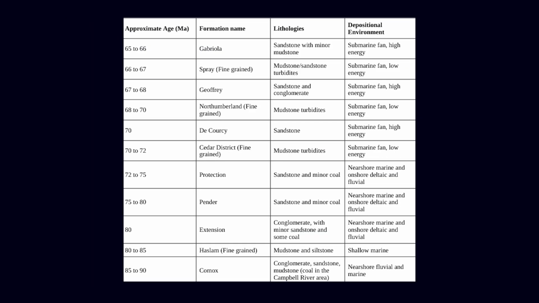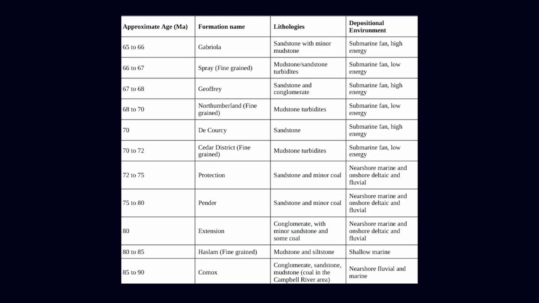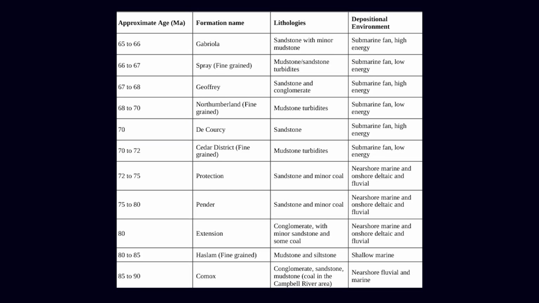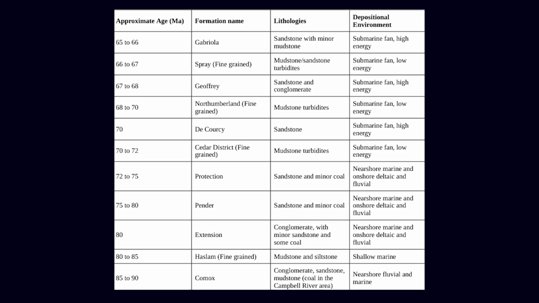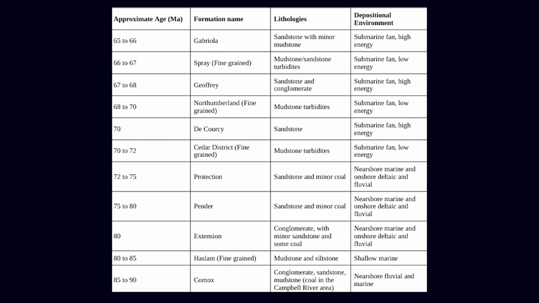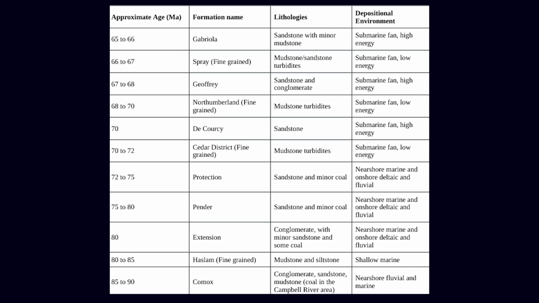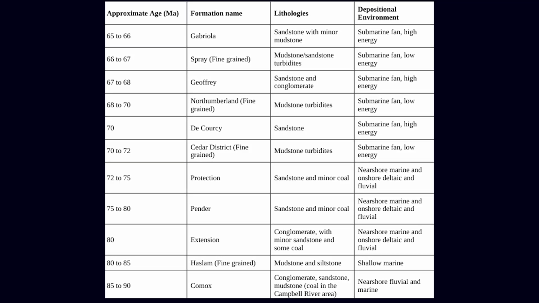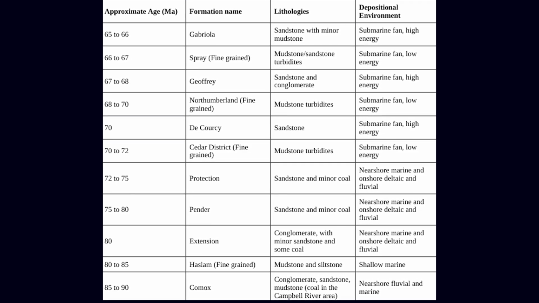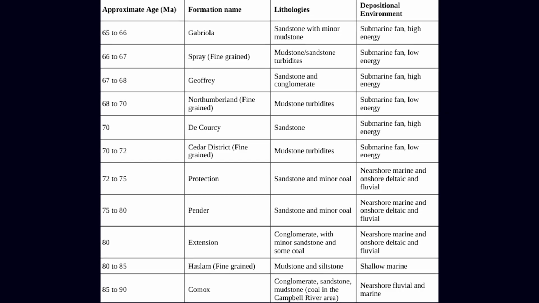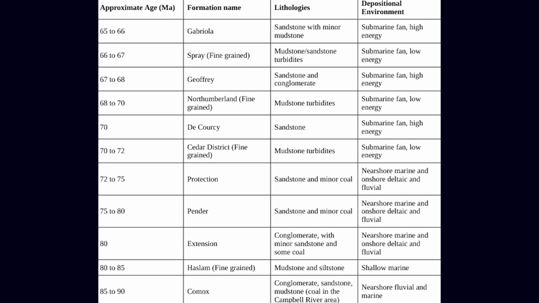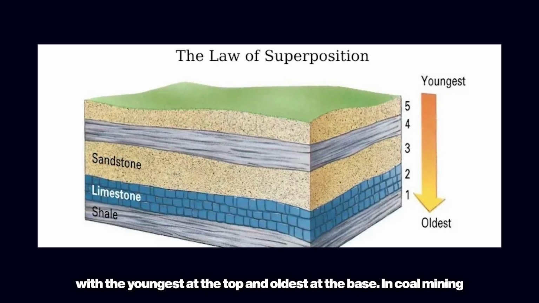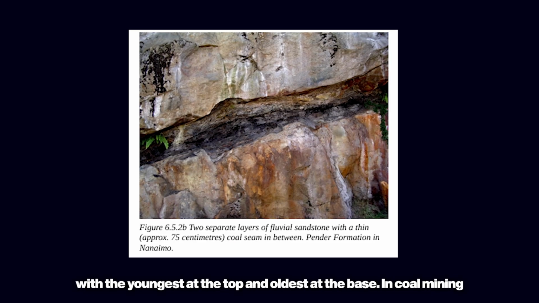The Gabriola Formation, submarine fan sandstones, high energy. Spray Formation, fine grained submarine fan mudstones. Pender and Protection Formations, river delta sandstone, minor coal, transitional from marine to river. Extension and Comox Formations, near shore conglomerate sandstones and coal, reflecting ancient floodplains, swamps, and beaches. As is standard, these formations are always presented with the youngest at the top and oldest at the base.